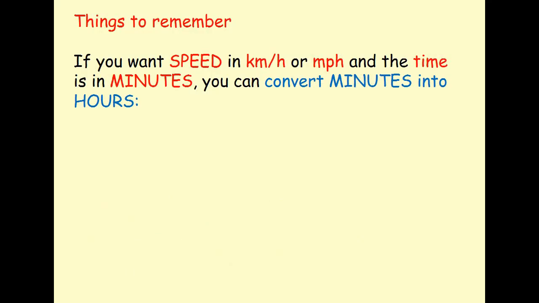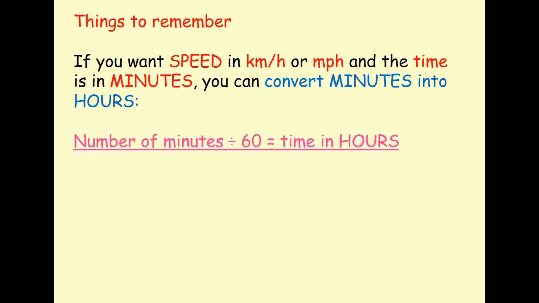Okay, so let's just recap. If you want speed in kilometres per hour or in miles per hour, and you're given the time in minutes, you need to convert the minutes into hours. The formula for that is the number of minutes divided by 60. And that will give you a decimal number, which is the time in hours.